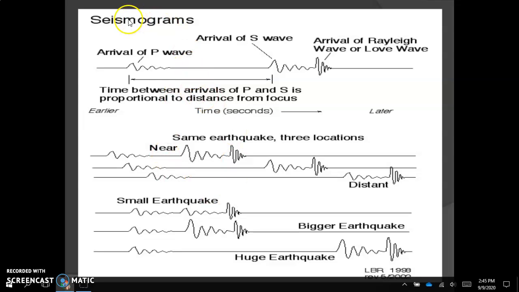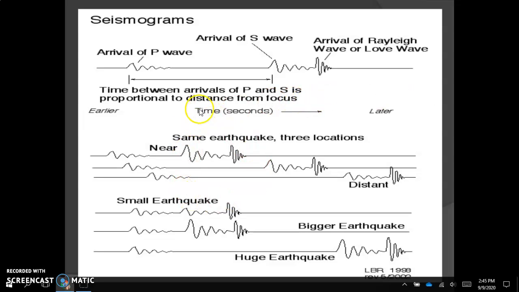So here is an example of what a seismogram might look like. We've got that pin on the ball, and as the P waves arrive, it will start to wobble back and forth. Then a short time later, we have the arrival of our S waves. Then we have the arrival of these slow-moving, very destructive L waves. They're also known as Love waves.